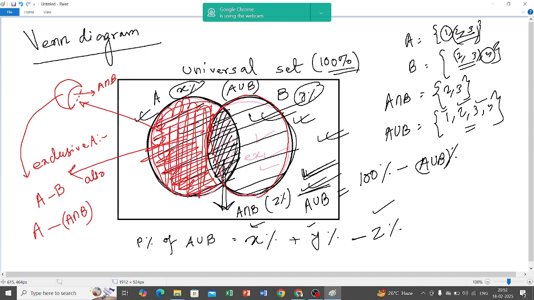See, if you understand this Venn diagram concept, how to make the formula, you will not have to learn a single Venn diagram formula. Otherwise, you will have to learn. And Venn diagram means sets. Sets means percentage. And if you don't understand this, you have to learn so many sets formulas. You will go mad. Okay?